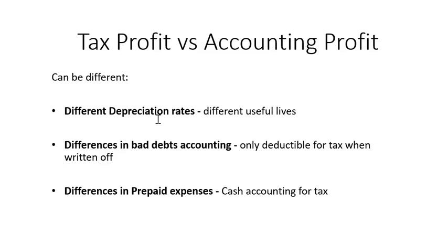The third reason is differences in prepaid expenses. So if you were to pay for, say, $30,000 of prepaid rent on the 1st of December, for tax purposes, that entire $30,000 would be treated as an expense immediately, but for accounting purposes, you'd recognize a prepaid asset, and then you would expense out that asset as you actually used up the rent over the period of time.